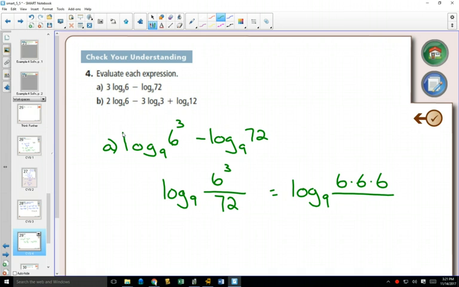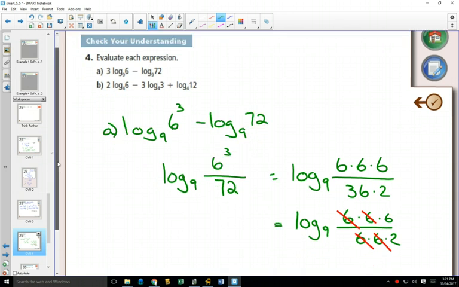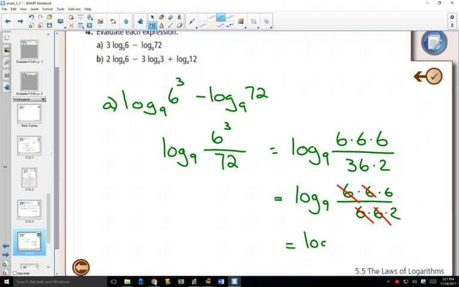There's a couple of different options you have. You could do 9 times 8. We could do 36 times 2. There's some different options. I kind of like 36 times 2 because what's 36, quickly? Good. Since 36 is 6 times 6, then we can cancel out some of those 6's, and we're just left with a 6 on top and a 2, so that even simplifies nicely to just log 9 of 3.